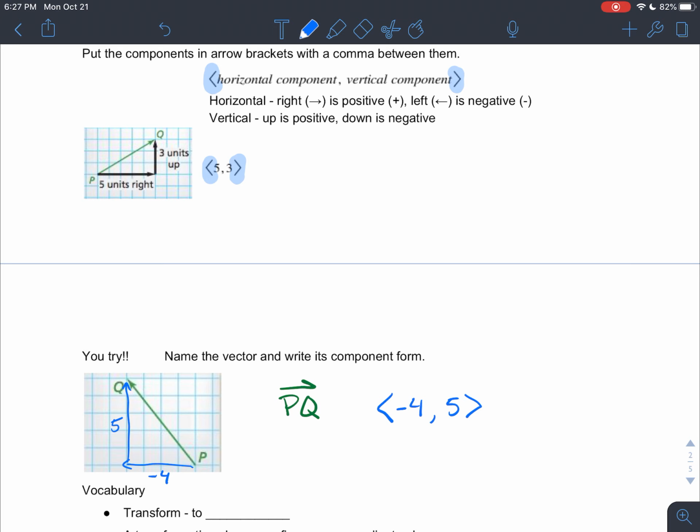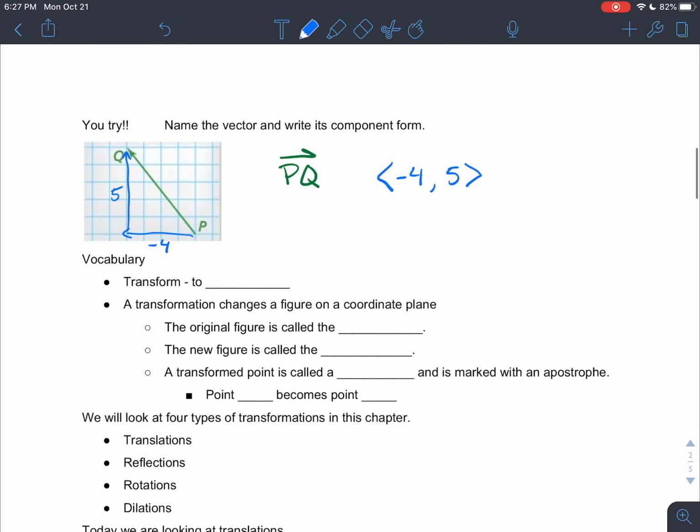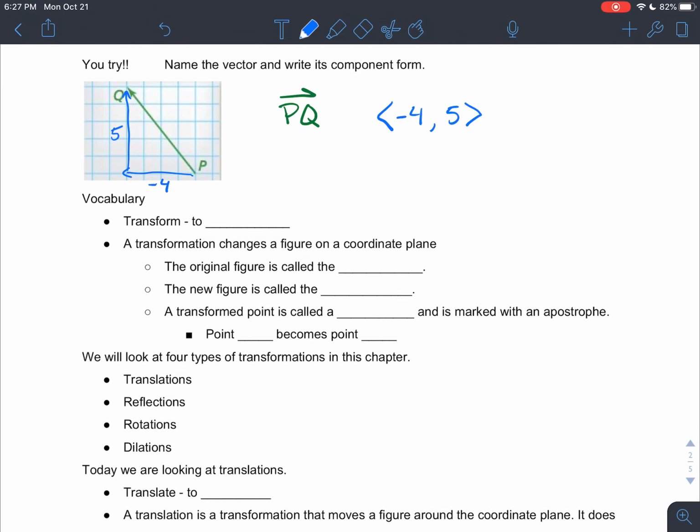Okay. Let's look at the next section. So the word transform, what does the word transform mean? Talk to your neighbor. Think about the Transformers. What do they do? They change from cars to robots, right? So the word transform means to change. Transform means to change. A transformation changes a figure on a coordinate plane.